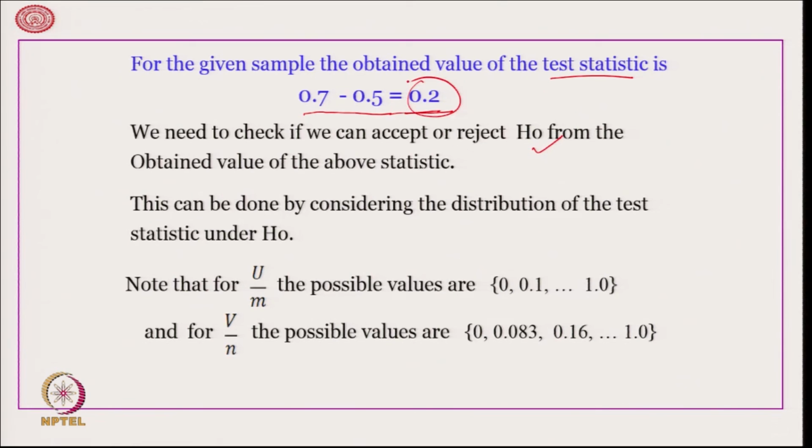As I said before, this can be done by considering the distribution of the test statistic under H naught. In this particular case, u/m will take values 0, 0.1, 0.2 like that up to 1, and v/n will take values 0, 0.083, 0.16 like that up to 1, and therefore, we can calculate the m times n many pairs of values between minus 1 and plus 1, and from there we can count the probability of 0.2.